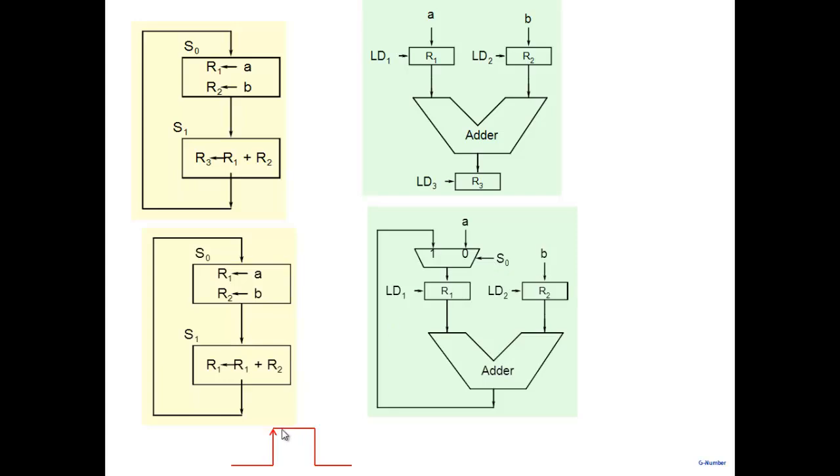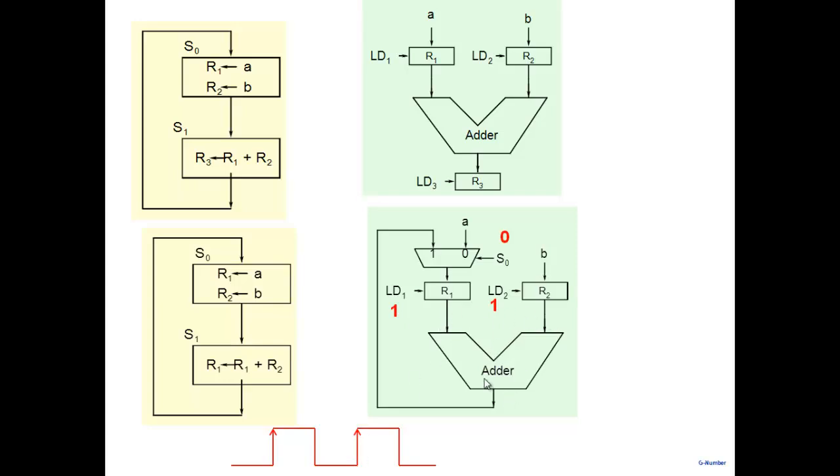So in the first state, what happens? Let's look at it. I enable all the control signals: LD1 and LD2 will both be 1 in this particular case, and I will select S0 as 0. S0 will be 0, which means A is here. So I put here 0, 1, 1. When the next clock edge comes, the results are available here in R1 and R2. Right? At this particular point, the results are available in R1 and R2.